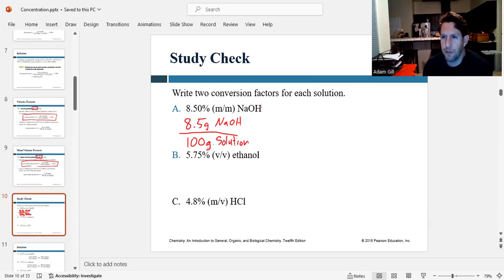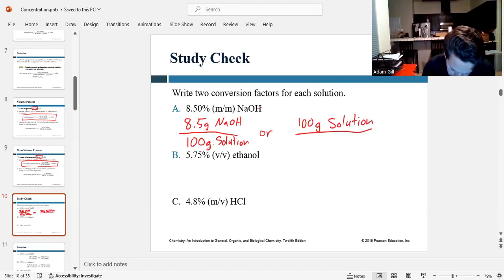And anytime you're expressing a fraction, you can put it whichever way you want. And so the other way to express this would be 100 grams of solution per 8.5 grams sodium hydroxide. Let's do the next one.